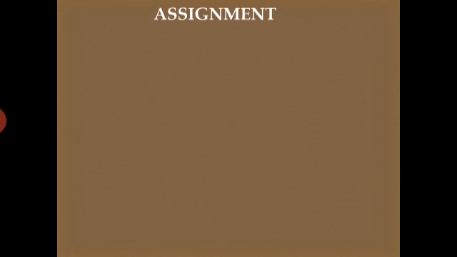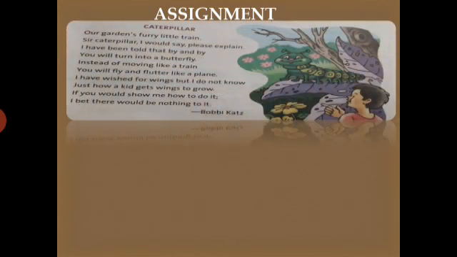Now see your assignment. Caterpillar. This is a poem. Read the following poem and underline and shorten as many phrases as you can with the help of apostrophes. First of all, you will write this poem in your notebook, and after that you will underline and shorten as many phrases as you can with the help of apostrophes. You have to use the apostrophe here.